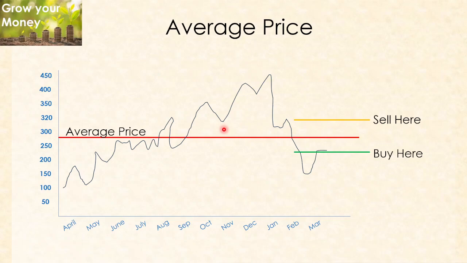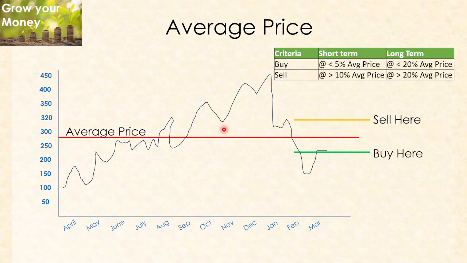So there are two rules that we can keep. One is for the short term and one is for the long term. If it is for the short term, you can buy at less than 5% of the average price and then sell it at 10% above. And if it is for the long term, you wait a little more: buy 20% below the average price and sell 20% above the average price.